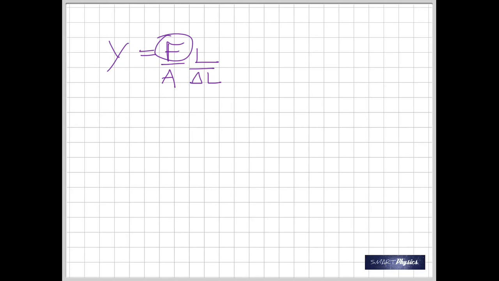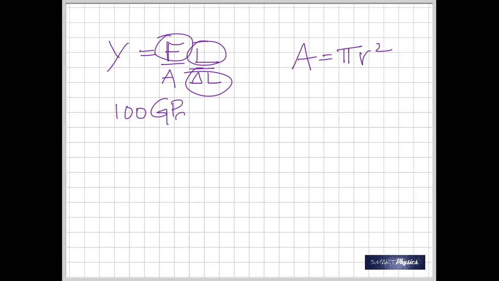Isn't it 3% delta L over L? Yeah, but will that be 3% or will that be 0.03? It'll be 3 over 100, which will be 0.03, okay? I think I've written this down. And again, A would be pi r squared, isn't it? Yep, where r is the radius.